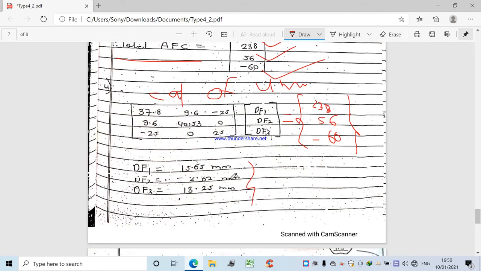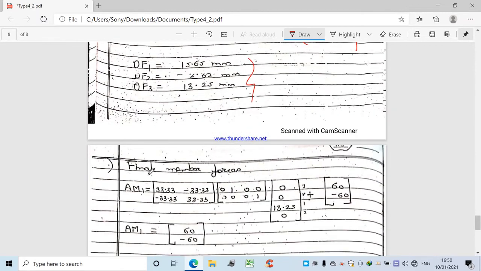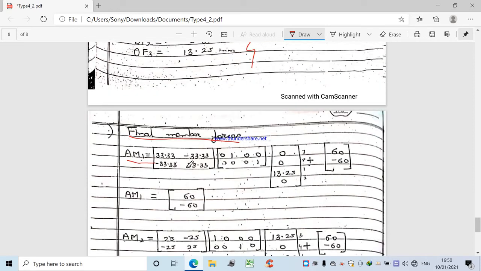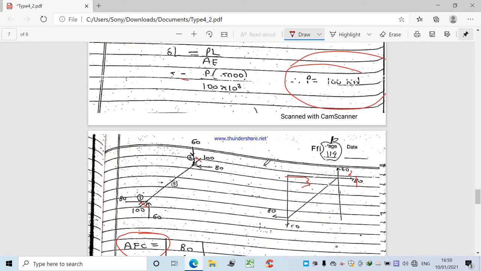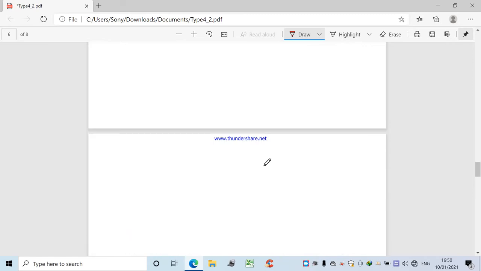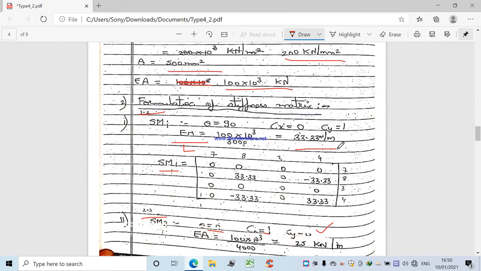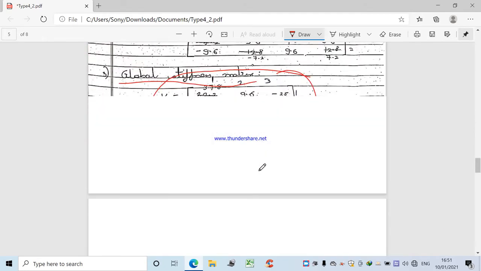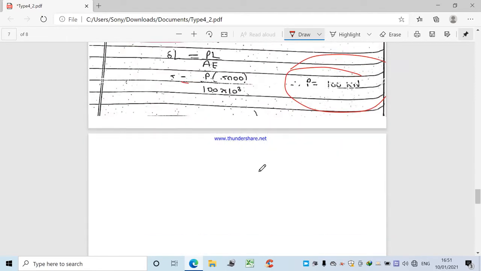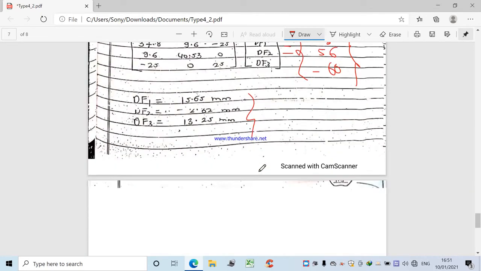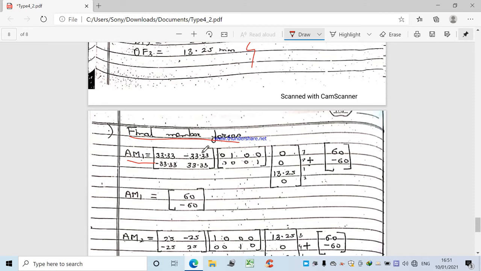So these are the three unknown coordinates 1, 2, 3. Then the final member forces. First of all we have to calculate the AM1. For AM1, where is the member AM1? Let us see what is the EA by L value of AM1. So let us see that, this is 33.3. So this AM1 will be applicable to member 1, 2. I will show you how to calculate this EA by L: 33.3, minus 33.3, minus 33.3 and 33.3.